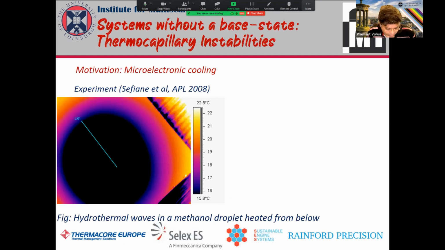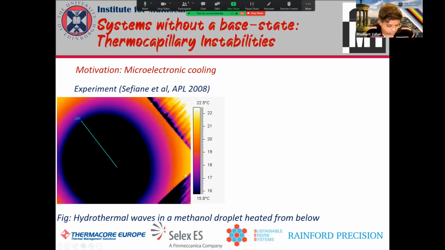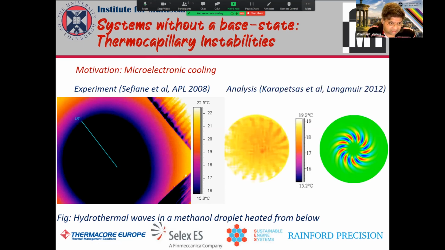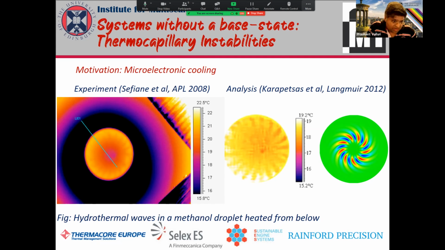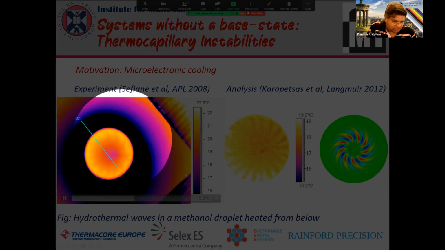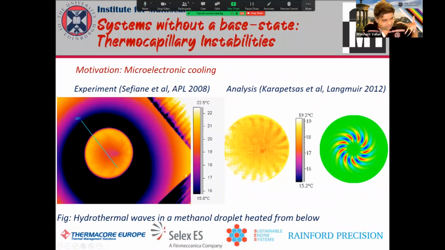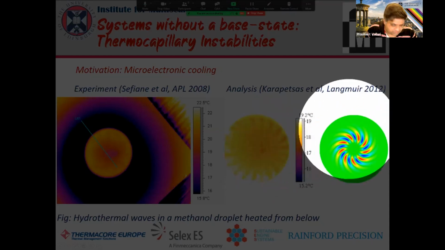The other example I would like to talk to you about is cases where there's no base state. This is where you have evaporation coming into the picture. Obviously, in a system which is evaporating, you don't have any base state. This is an example of an experiment where a methanol drop is evaporating, and as it evaporates, it generates thermocapillary instabilities. When we do a quasi-steady stability analysis, wherein we freeze each base state in time and then perform a stability analysis, we get something very close. We actually do get these instabilities that are predicted.